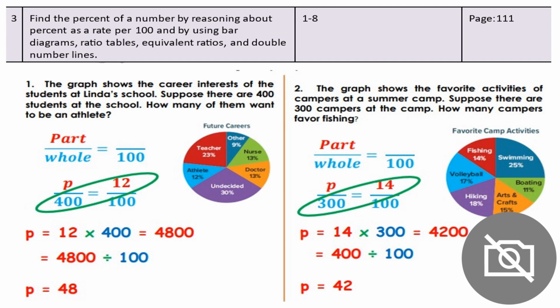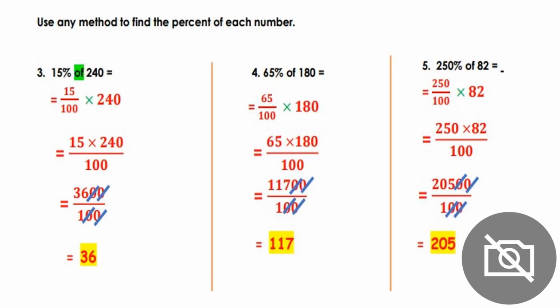Here also the same way, how many favor fishing? Fishing is 14%, so 14 out of 100, then you identify how many would be there out of 300. Cross multiply and divide by 100, you will get 42. So both are the same type of question. If you learn one, then the other one you can do very simply.